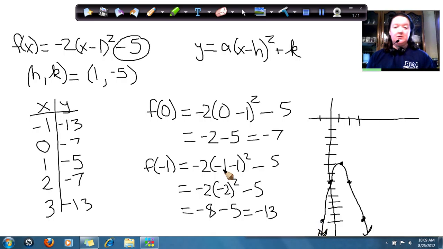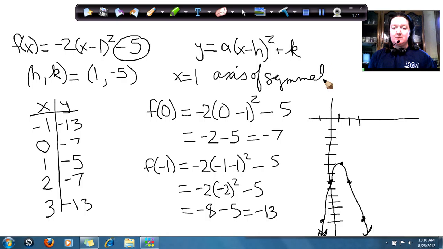So right now we know that our vertex is (1, negative 5). Our axis of symmetry is 1. So we know that x equals 1 is our axis of symmetry. Line down the center to show that we know that that's where it would be symmetric. And this is the graph of our function.